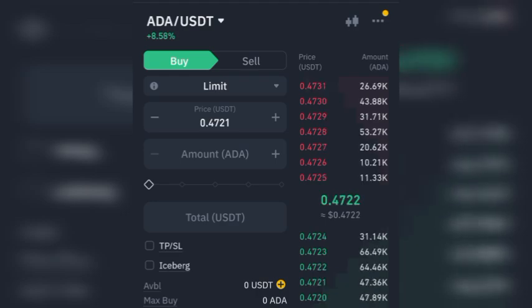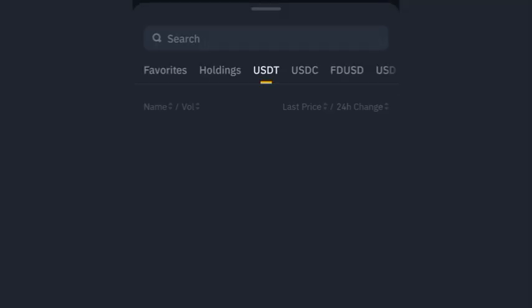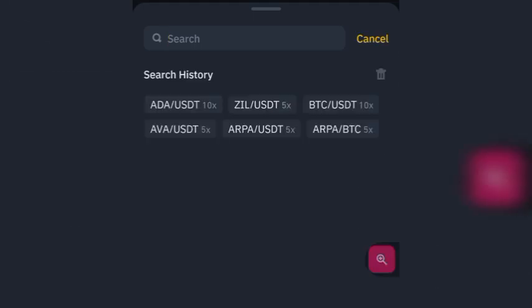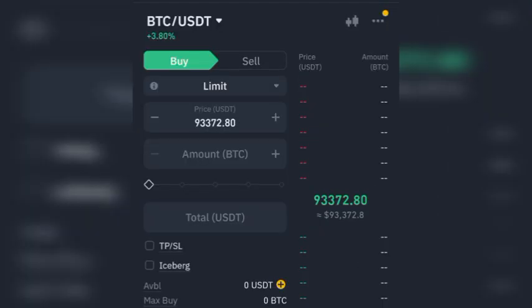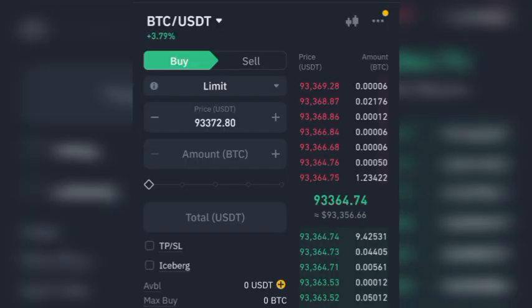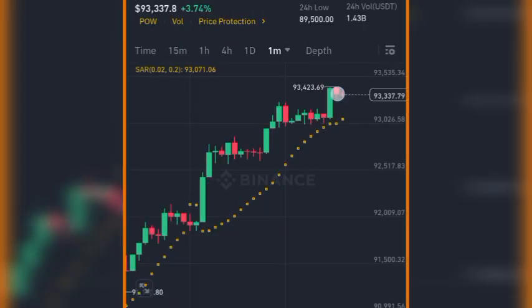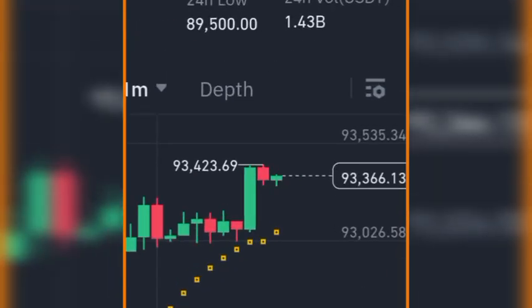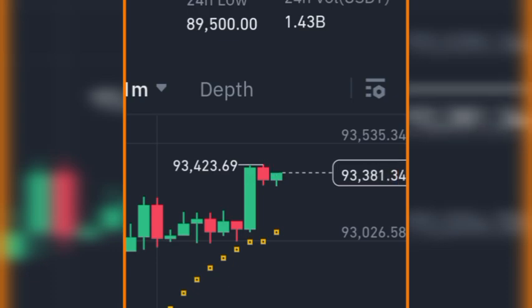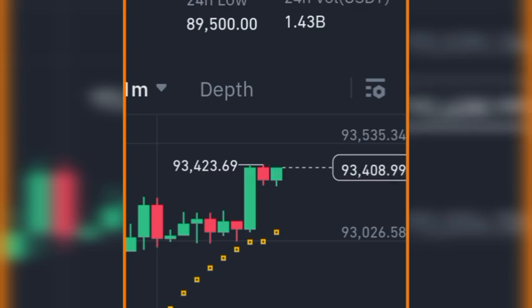Anyways, let's check on one more. Let's check on BTC, the big brother of everybody. Let's see what is going on in the 1 minute volatility checker on BTC. We want to check. It's definitely going up and it's going down. It's going up. It's going up. It's showing us that it's volatile.